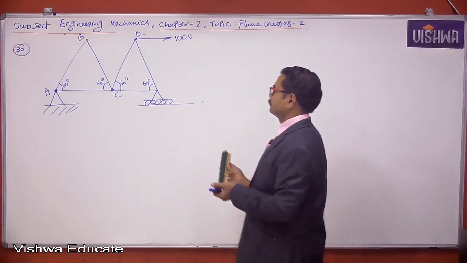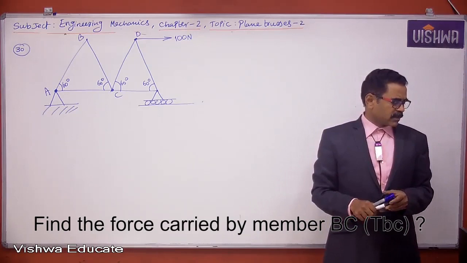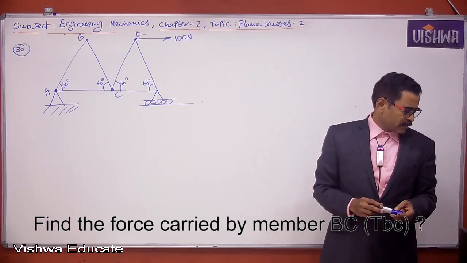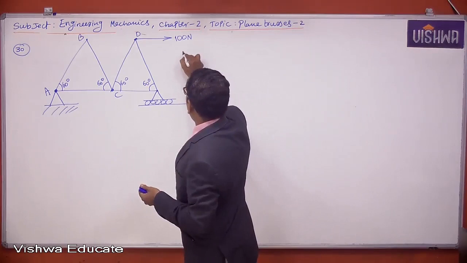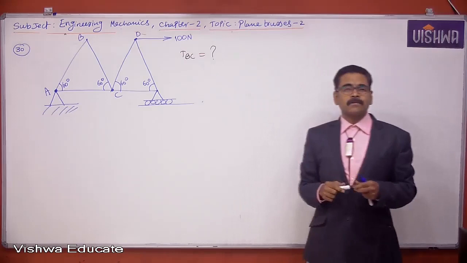So here a truss is given and we have to find what is TBC. TBC is equal to how much?